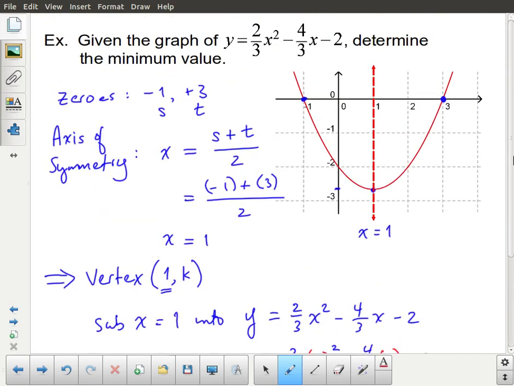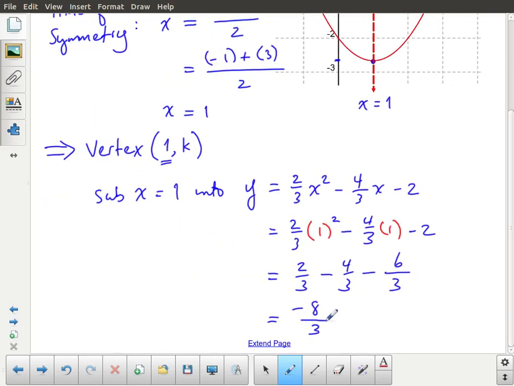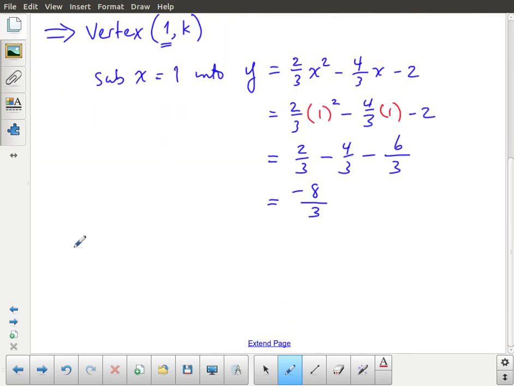So we have an answer. Let's just make sure we're answering the actual question. The question wanted to know the minimum value. The minimum value is the y-coordinate of this vertex, and we have found the y-coordinate of this vertex. So now I know, you wouldn't need to write this in your solution, but I'm writing it here just to be really clear, my vertex is at 1, negative 8/3, so therefore the minimum value is negative 8/3.